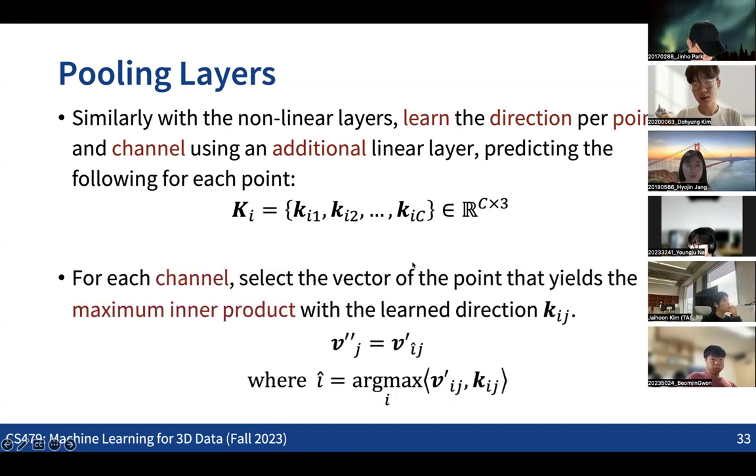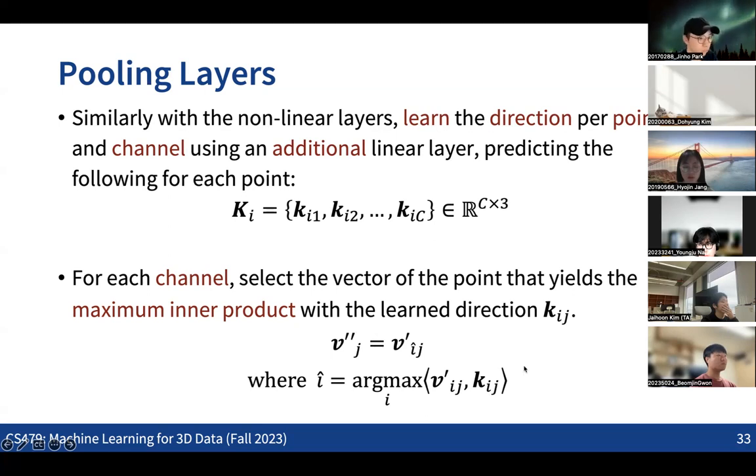And then the quantity that we want to sort is the inner product with the given feature vector, and also this learned pivot vector, which is defined per point and channel, right? So now we want to pick the vector for each channel which gives the maximum inner product with the given pivot direction vector here. Make sense? Actually, here one small typo is that this K should be normalized.